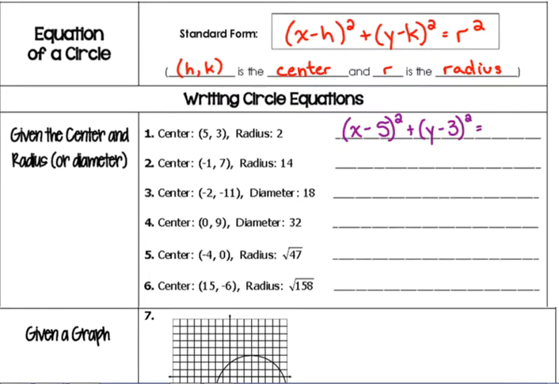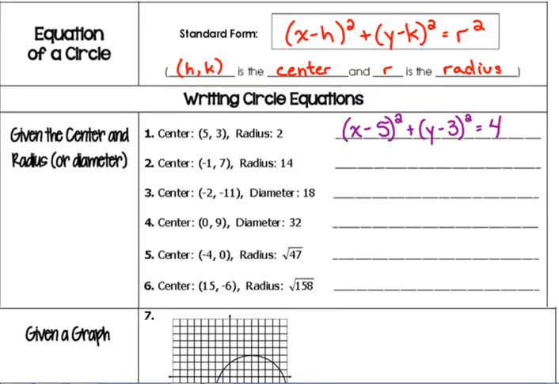But let's get back to this equation. It is equal to the radius squared, so the radius was 2, so 2 squared is 4. That's all we do. We leave it in that form. I can look at that equation and say the center is (5, 3), the radius is 2.